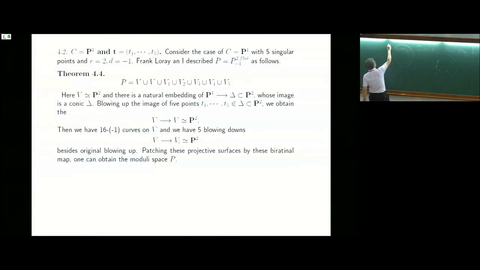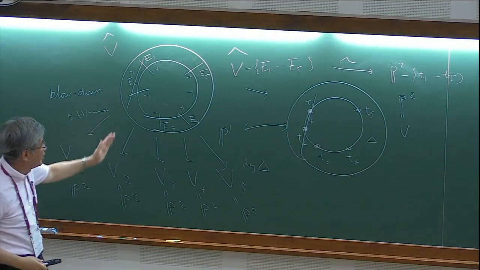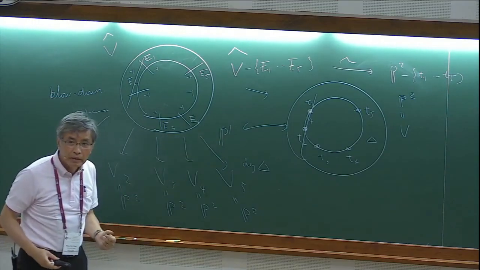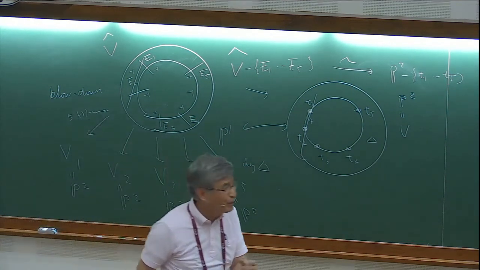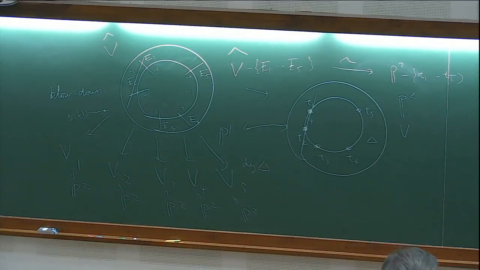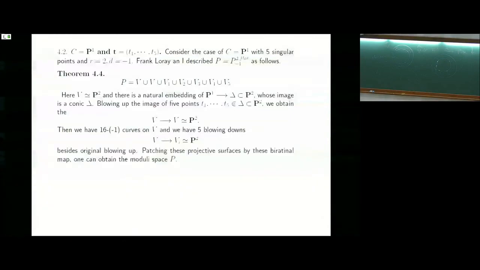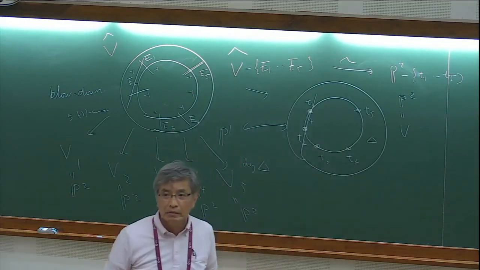This V hat is a blowing up of the 5 points, and it is called a degree 4 del Pezzo surface. And for the del Pezzo surface, there are 6 ways of blowing down to P2. You can imagine. Yeah, you should believe me. Okay, and so then you patch these 7 projective varieties by using this one. So actually, around here and here, you have some non-separatedness.